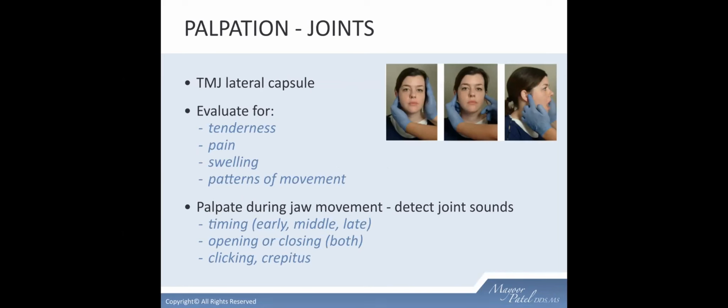Joint palpations, a couple things you're looking for. Is it tender? Is there pain? Is there swelling? Is there patterns of movements that might be disoriented? For example, they were opening straight the day of delivery, but now they seem to have a slight deviation or a deflection to one side. Questions will then be posed. Why? Palpate. If there's joint sounds, when is it? Is it early? Is it middle? Is it late? Does it happen both on the opening stroke and the closing stroke? Or do we have any other fancy joint sounds such as crepitus, things of that sort?